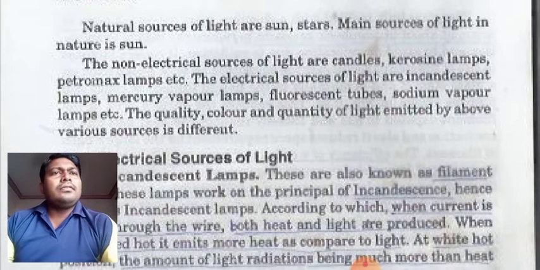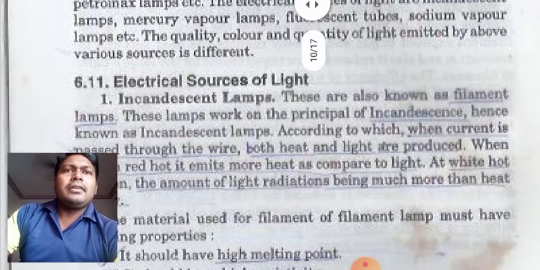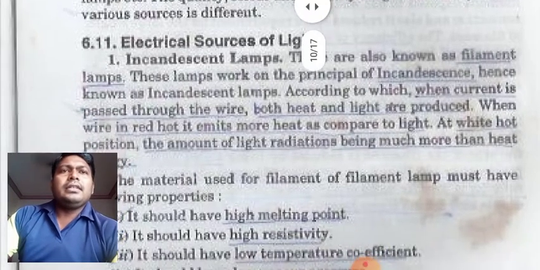The electrical sources of light are incandescent lamps. Mercury vapor lamp is another example. Fluorescent tubes are also there. Sodium vapor lamps are also there. This is very important as far as your exams are concerned. From these types of lamps you will get one of them. You have to draw the detailed structure diagram, describe its functions, and the elements by which it is made. So we will start today with electrical sources of light.